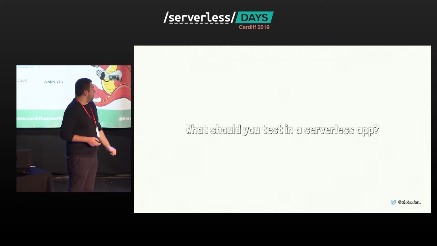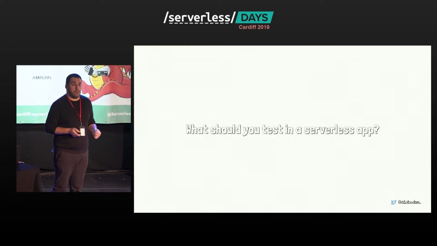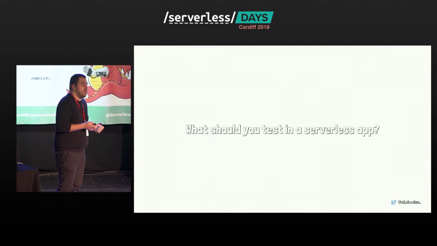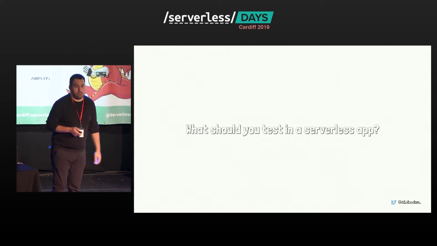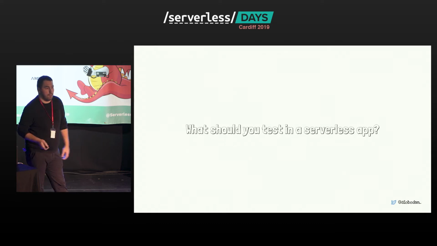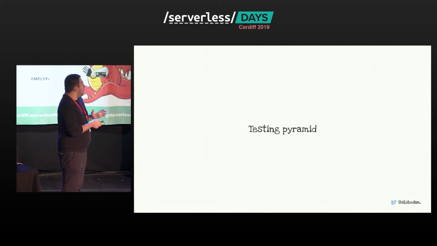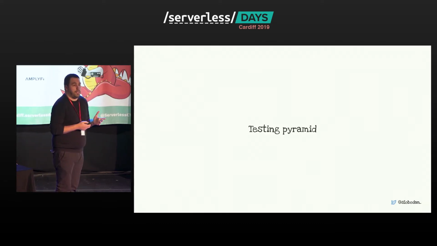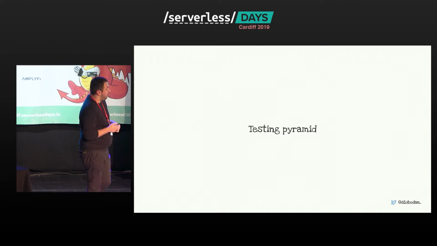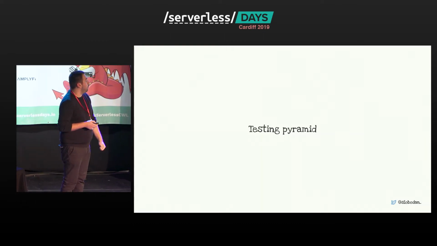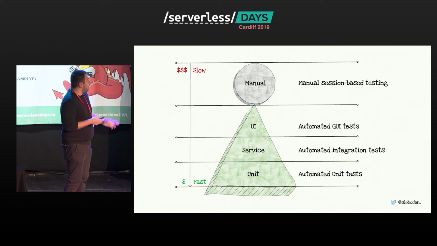Well, what should you test in your serverless application? Because that's another really important question. You don't want to test really everything. There's a thing called the testing pyramid. It's introduced by Mike Cohn in his book, Succeeding with Agile. And it looks something like this. I added this thing on top.